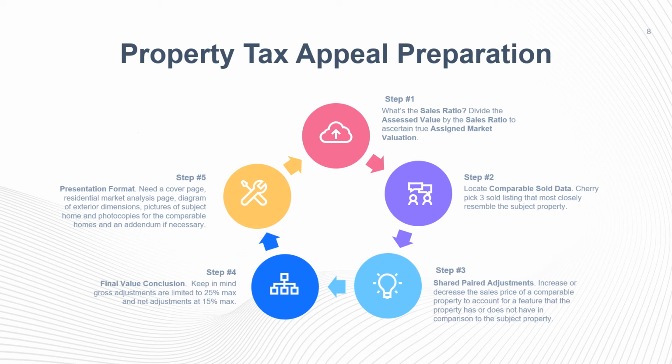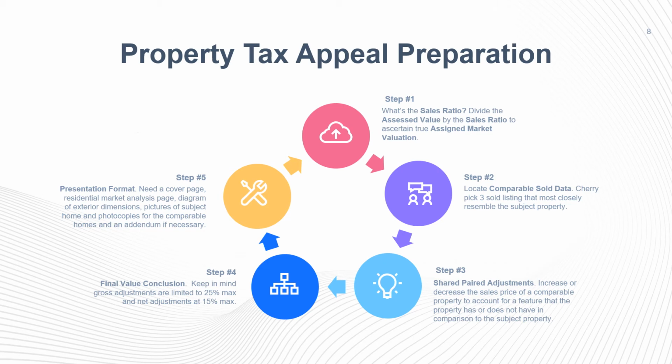Two different things entirely. Second step is to locate comparable sold data, and here you're going to cherry pick 3 sold listings that most closely resemble your subject property's house. And the third step is you want to do your adjustments where you increase the sales price of the comp or decrease it as opposed to your subject property.